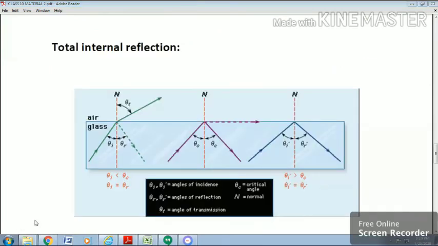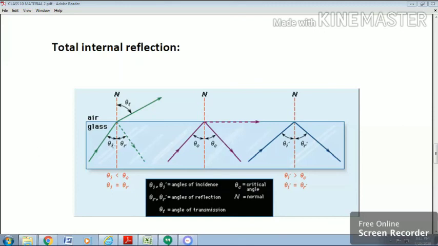Now the next topic is total internal reflection, and in critical angle only we have discussed this topic. Again I am discussing, whenever a ray of light traveling in a denser medium is incident at the surface of a rarer medium at an angle of incidence greater than the critical angle for a pair of media, the ray is totally reflected back into the denser medium. This phenomenon is called total internal reflection.